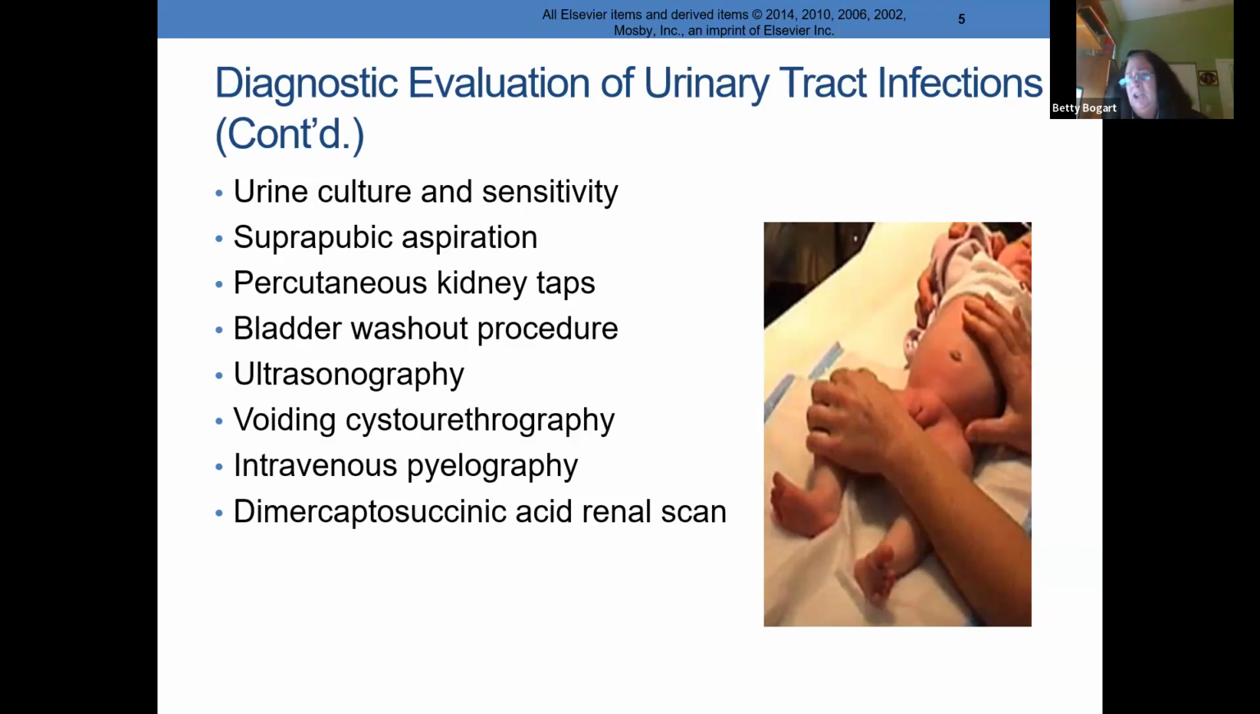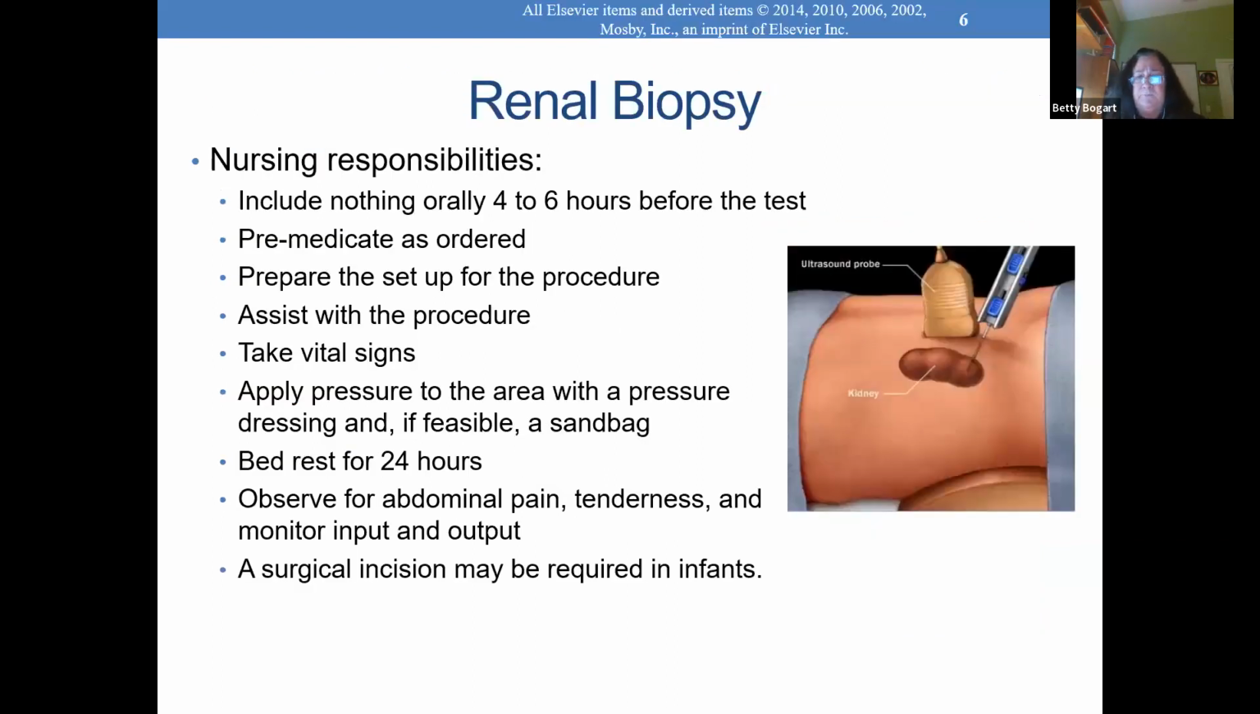Ultrasounds of the kidneys, looking for some sort of structure that is not the way that it should be. If they're older, getting into 2-3 years old, and there are still problems, they do voiding cystourethrography, again looking to see if there's reflux going on. And then there are IVPs for older kids, and scans.